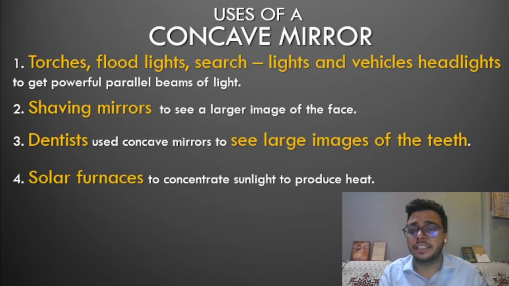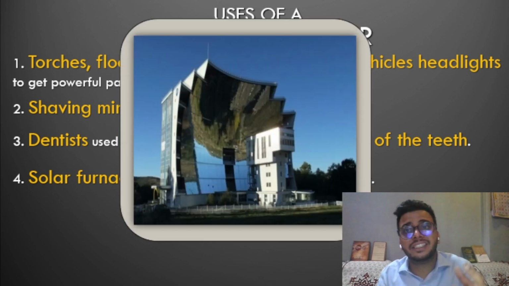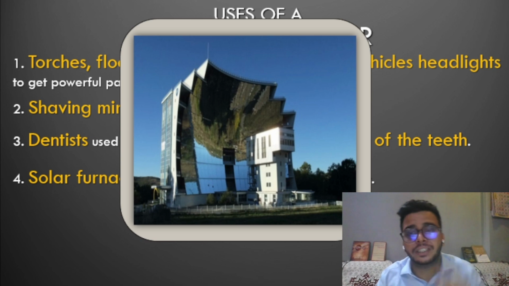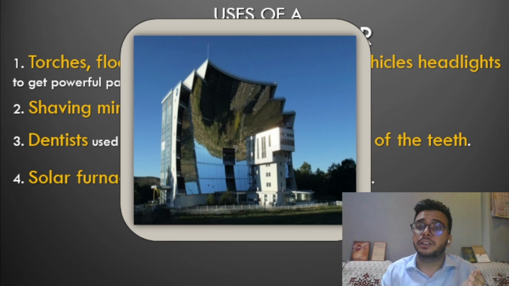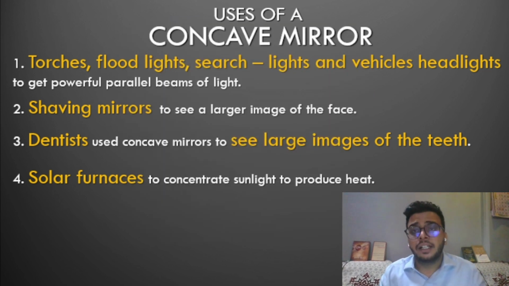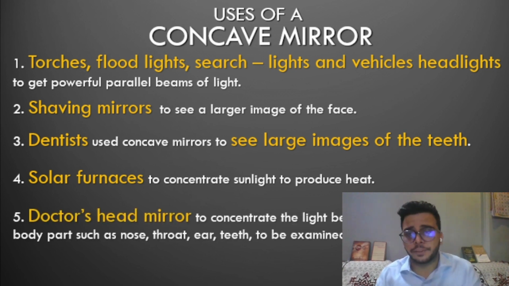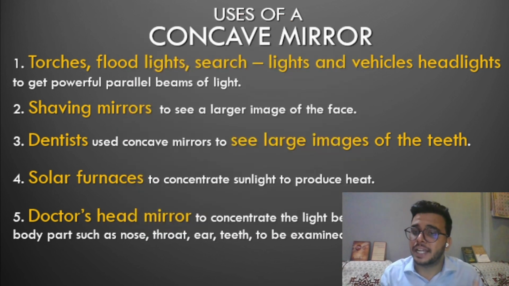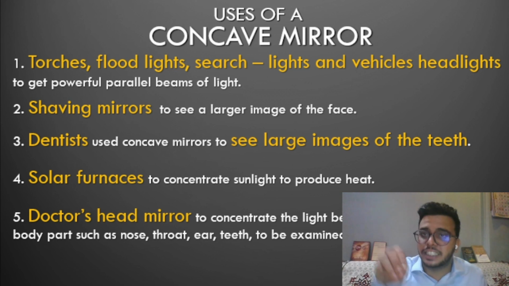Next, moving ahead, is solar furnaces. तो कुछ इस तरह solar furnace दिखता है, and you can see all the rays which fall will be focused at one point. That is why concave mirrors are used for solar furnaces. Then, doctor's head mirror. So during surgeries, whenever doctor has to focus on a point, they usually use a head mirror, and this is doctor's head mirror to concentrate the light beam at a single point.